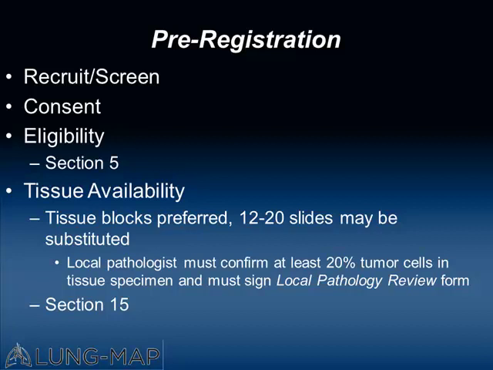The preference is obviously for the tissue block submission, but you can substitute 20 slides with the absolute minimum being 12 slides. And your local pathologist must confirm and sign on the local path review form that a 20% minimum tumor cells are available in the specimen. And again, here for more details, you can refer to Section 15 of the S1400 protocol.